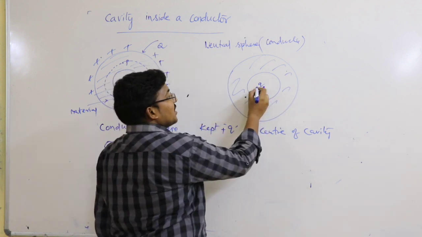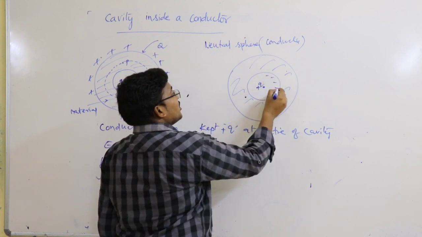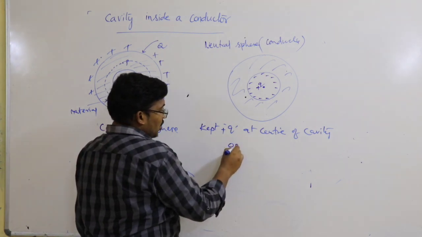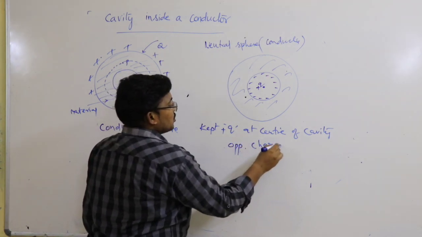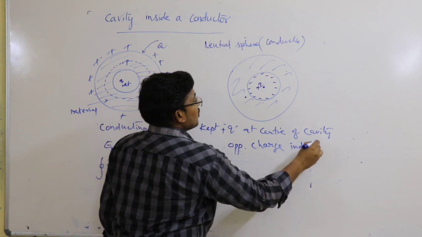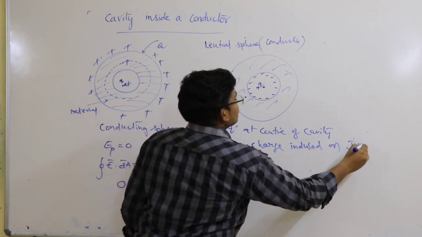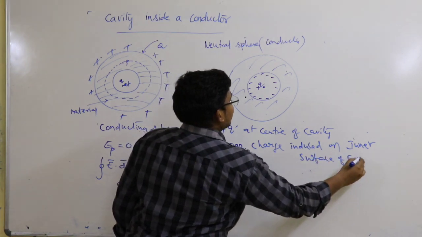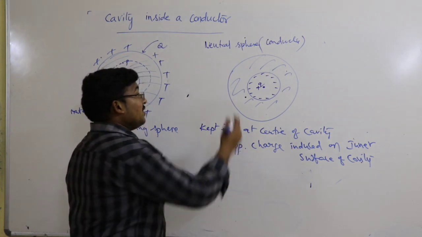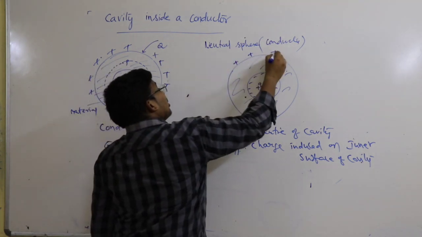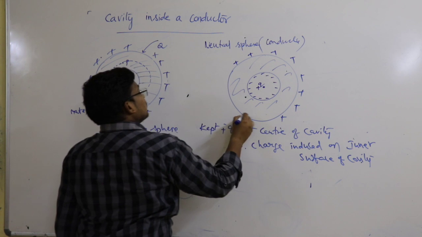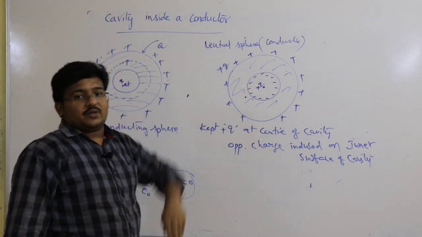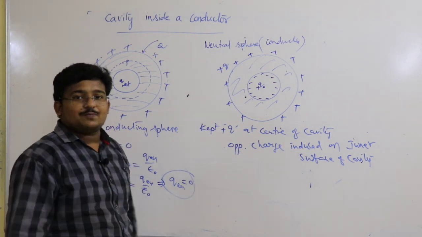And this is a plus charge, right? So negative charge will be induced on the inner surface of the cavity. So opposite charge is induced on the inner surface of the cavity, and the same charge, plus q, will be induced on the outer surface. Sir, how can you explain?